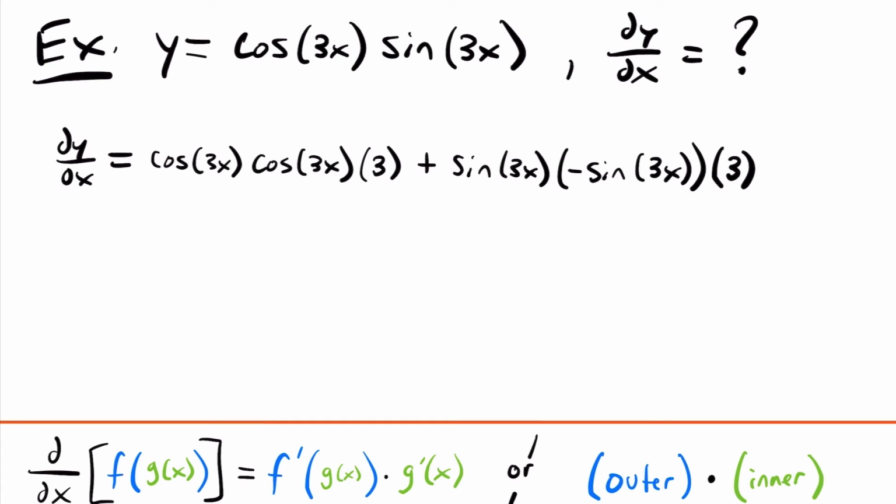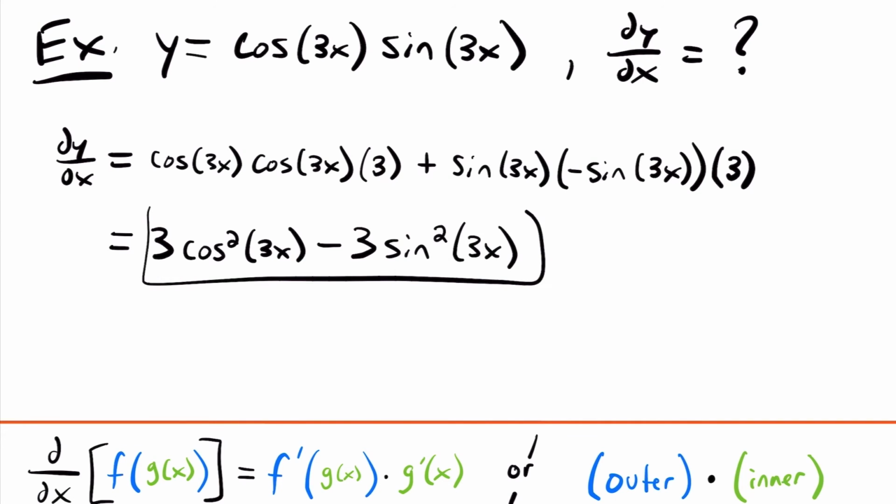So now you can see how these different derivative rules work together to take a derivative of a more complex function that you wouldn't have been able to do otherwise. So now let's simplify what we have here. We're going to have that this is equal to 3 times cosine of 3x squared, right? We have a cosine 3x here and a cosine 3x here. So we'll have cosine squared of 3x. And then this negative will come out, so we will have minus 3 times this sine 3x times this sine 3x, which would be sine squared 3x. So we will have sine squared 3x. And that's going to be the derivative of our original function.